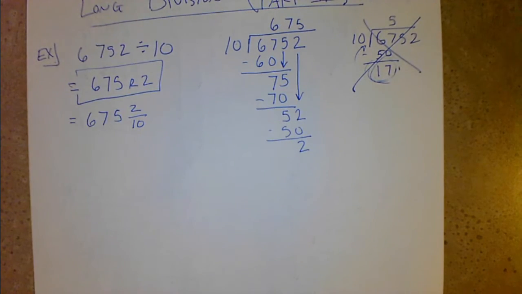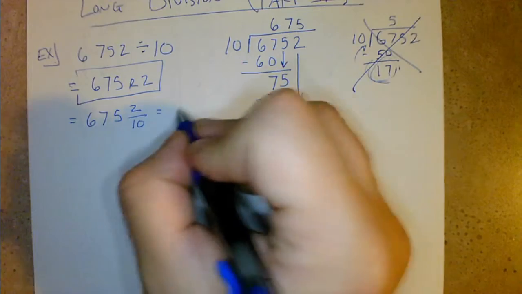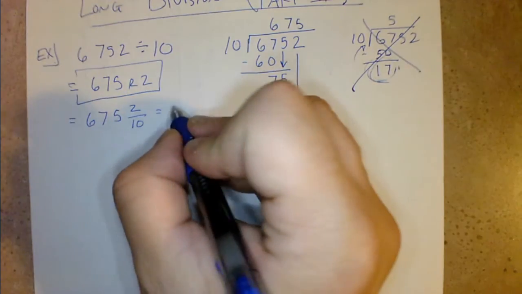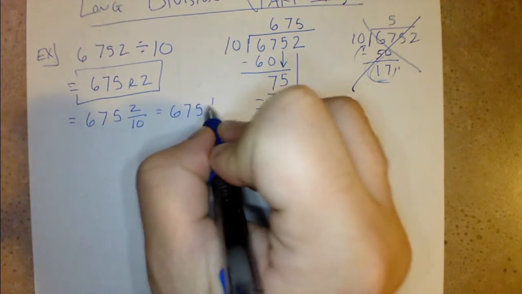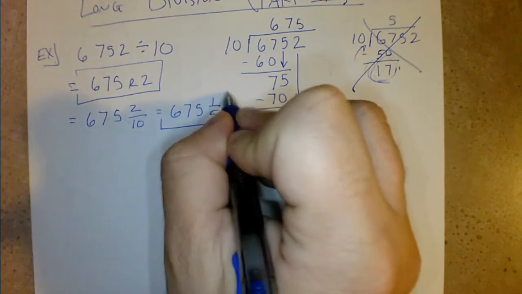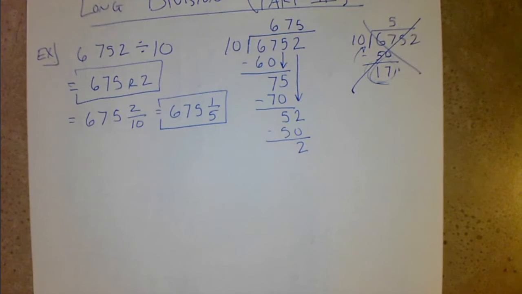And then, of course, you want to simplify your fractions, folks. 2 over 10 is the same thing as 1 over 5. If you need a refresher on simplifying fractions, the link to that is in the description below.